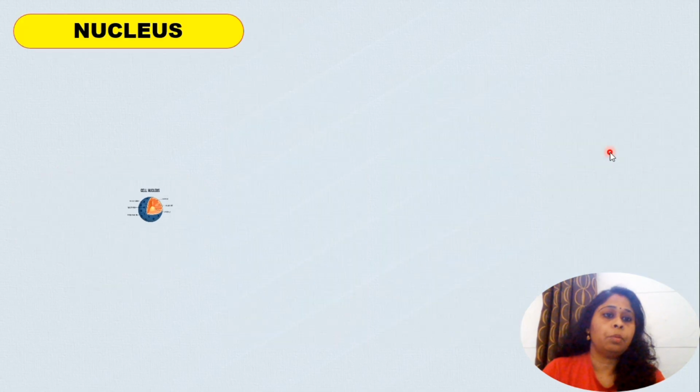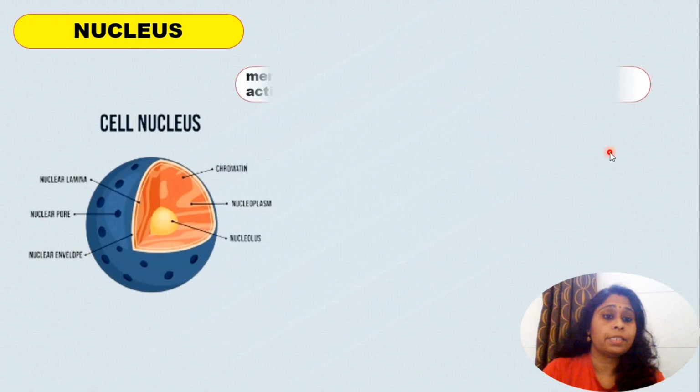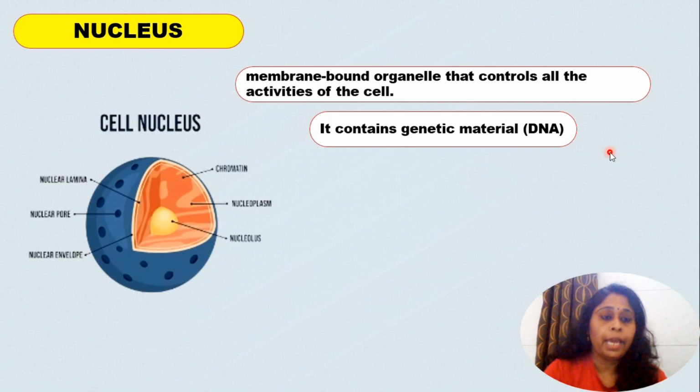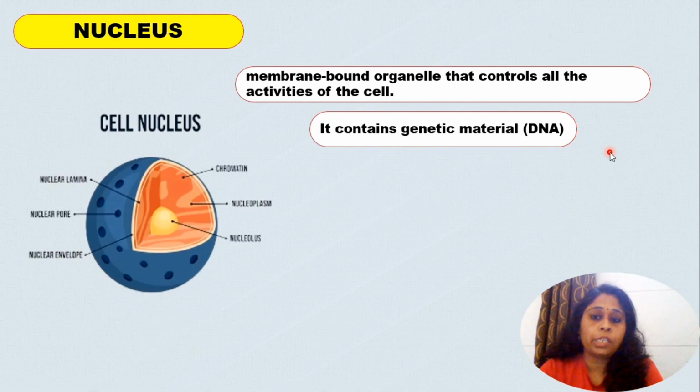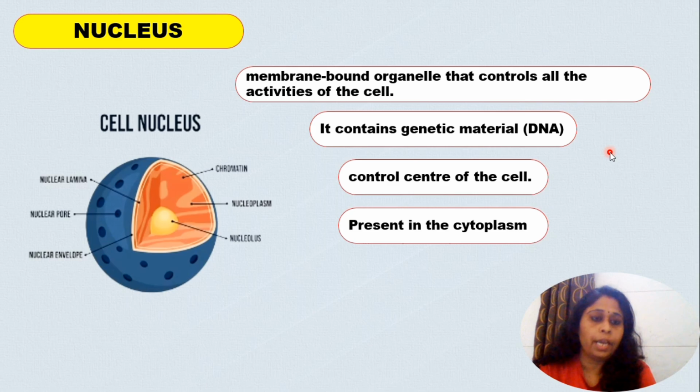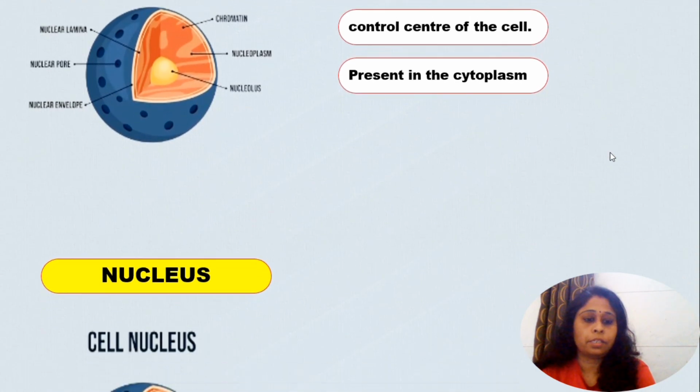Now we will talk about nucleus. What is a cell nucleus? Cell nucleus is a membrane-bound organelle that controls all the activities of the cell. As I have mentioned earlier, it is the brain of the cell or the control center of the cell, and it contains the main genetic material that is known as DNA. DNA means what? Deoxyribonucleic acid. Okay, so it is control center of the cell and it is present in the cytoplasm.